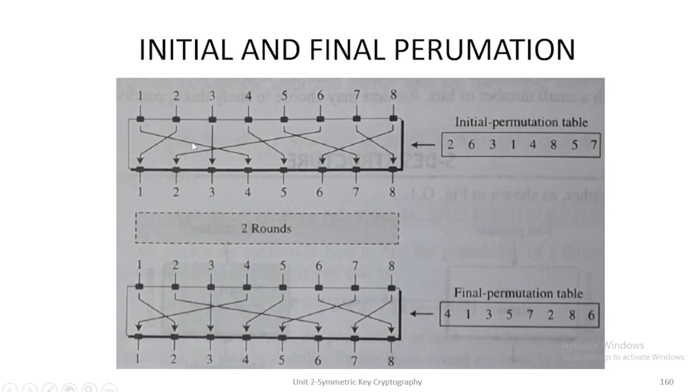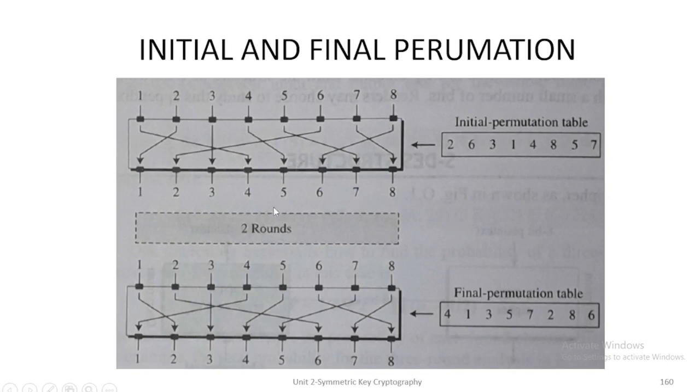For the initial permutation, these consecutive 8-bit values are retrieved from the given plain text, and the arrangement is written like this: 2 6 3 1 4 8 5 7. That means the second bit of plain text is written first, the 6th bit next, then the 3rd bit, the 1st bit, the 4th bit, the 8th bit, the 5th bit, and the 7th bit of the plain text. So this is the initial permutation.